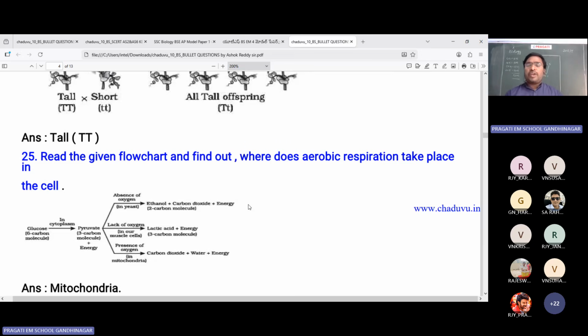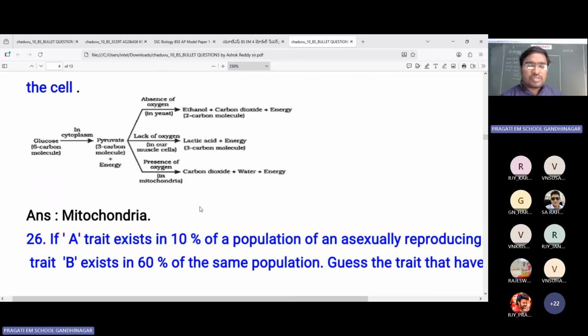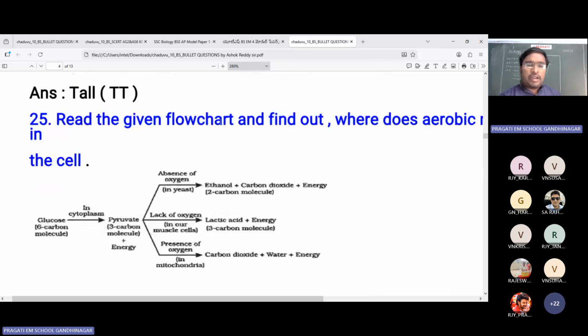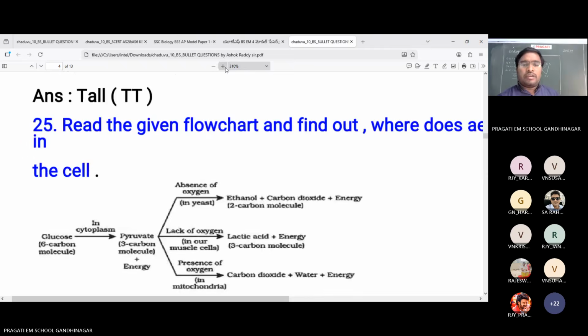So here the question is, where does aerobic respiration take place in this cell? It is a cell level respiration process. This flow chart indicates cell level respiration. Please observe this flow chart, children. Try to practice this flow chart today. From the examination point of view, this is very, very important. In cell level respiration, the first step takes place in the cytoplasm, and the remaining steps take place in mitochondria.